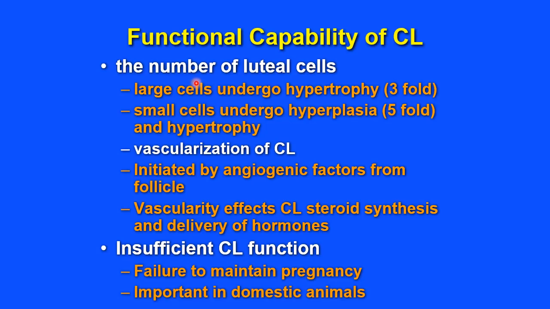The large luteal cells increase in size by hypertrophy, and that is threefold. The small luteal cells also undergo hyperplasia, or an increase in number, fivefold, as well as some hypertrophy. The CL also has a rapid vascularization, and this is initiated by androgenic factors coming from the follicle. The vascularity is important for steroid synthesis, particularly P4, as well as the delivery of the hormones. Failure in hypertrophy, hyperplasia, and vascularization would lead to a non-functional CL. A non-functional CL will regress early and will fail to maintain pregnancy.